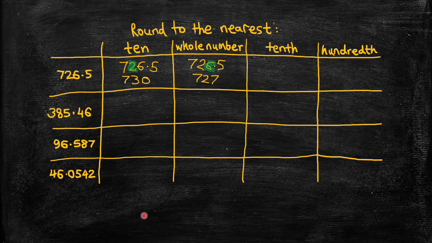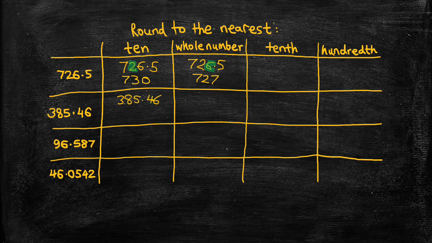Okay, next one. 726.5 is already rounded to the nearest tenth, and we don't have any more digits, so we can't round to the nearest hundredth. The next one that we can do is 385.46 rounded to the nearest 10.